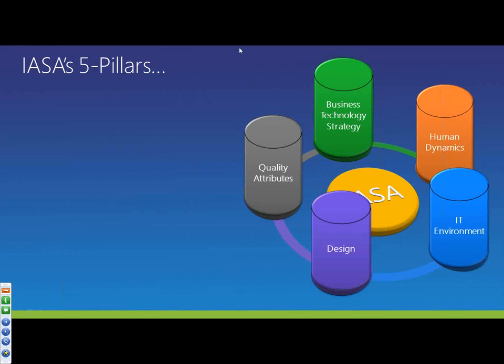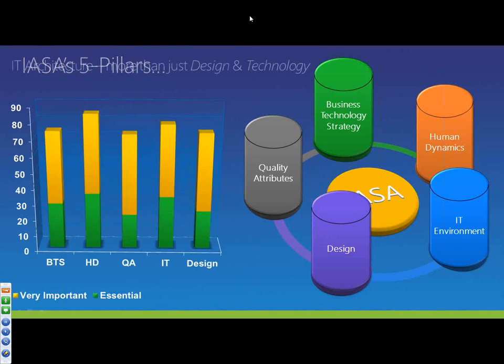Now the way they came out on the surveys is kind of interesting. What's very important and what's essential. And they balanced out very, very well. No single pillar is really more important than the others, which means when the focus groups put these 5 pillars together, they did a good job. If it was unbalanced, if IT environment was so much more important than, let's say, quality attributes, then maybe quality attributes would not have been an appropriate choice. But these balanced out, as you can see, well.